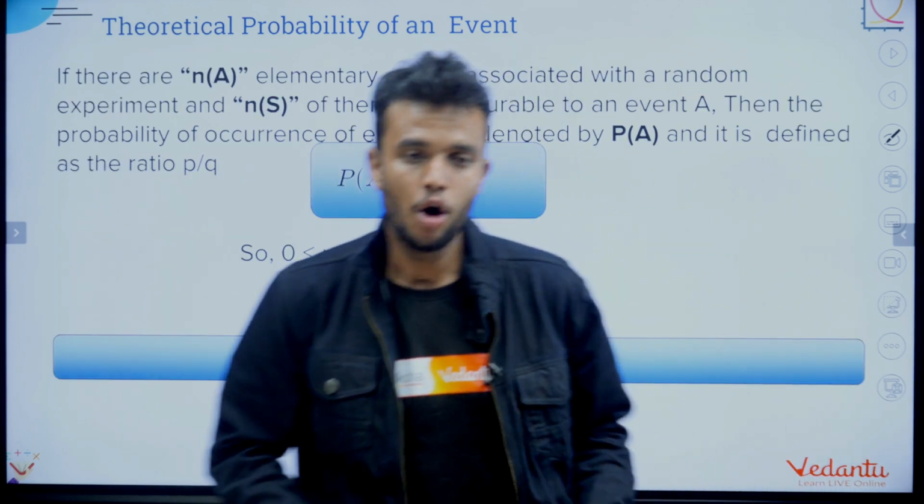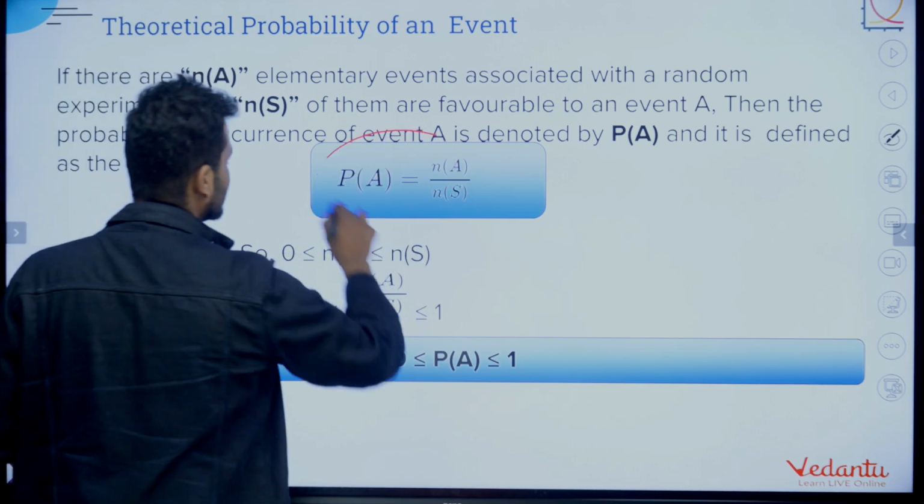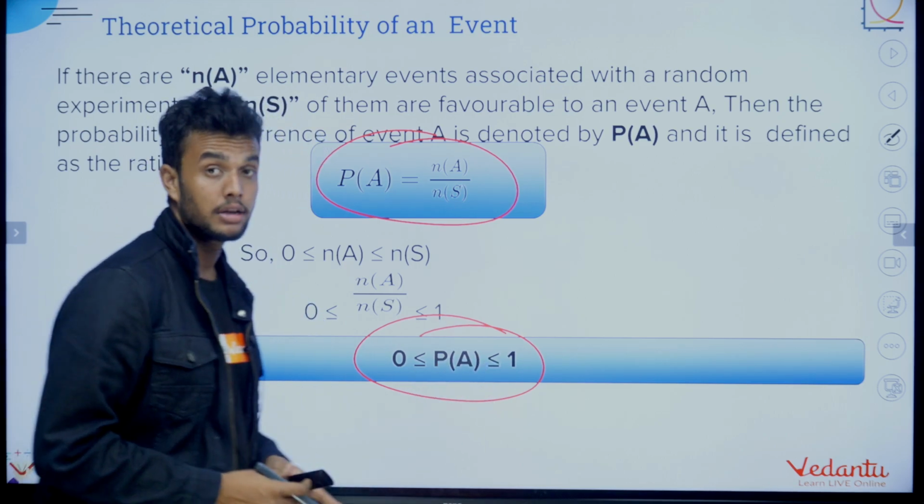Now it is called not A. Okay, students, I hope it's clear. Finally, we write P of A is equal to this value. Now, always the probability of an event lies between 0 and 1.